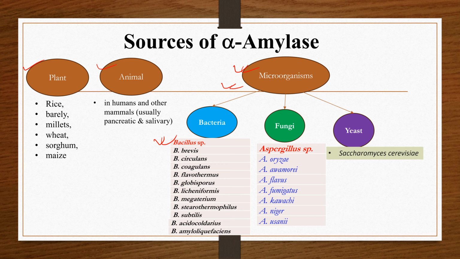Bacillus species is widely used for thermostable alpha-amylase production to meet the industrial needs. A number of reports are available on alpha-amylase production by different fungi, but the most thoroughly studied and industrially useful source is Aspergillus species.